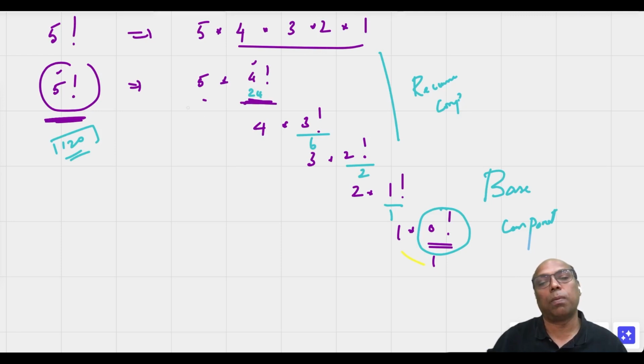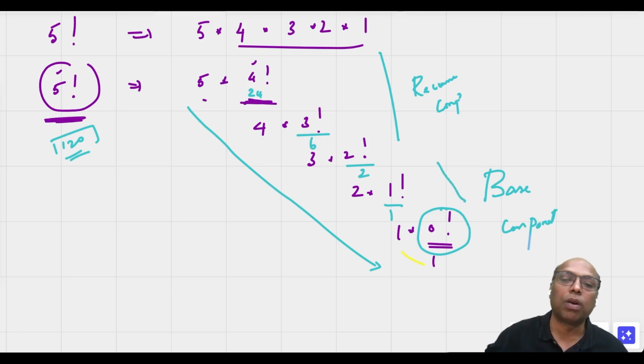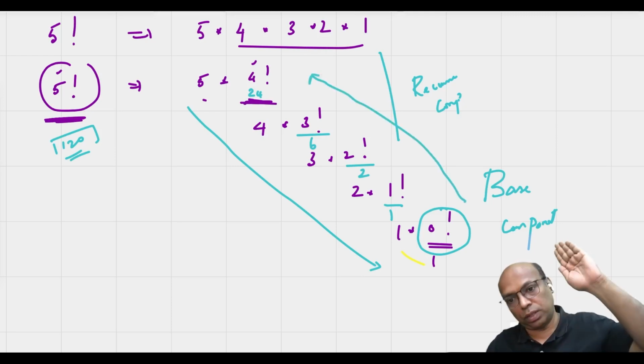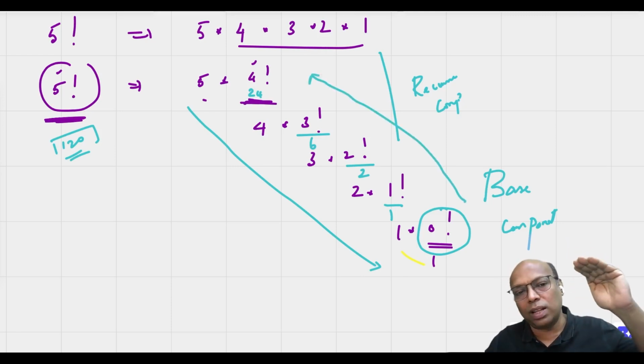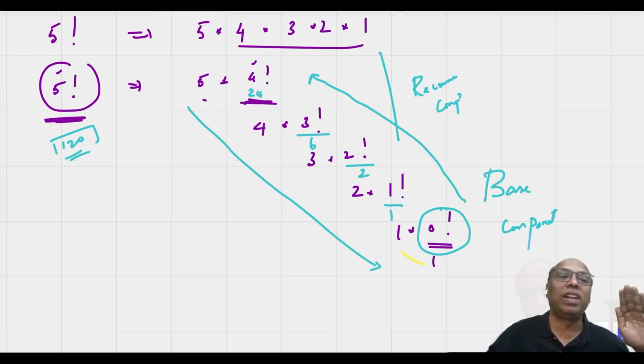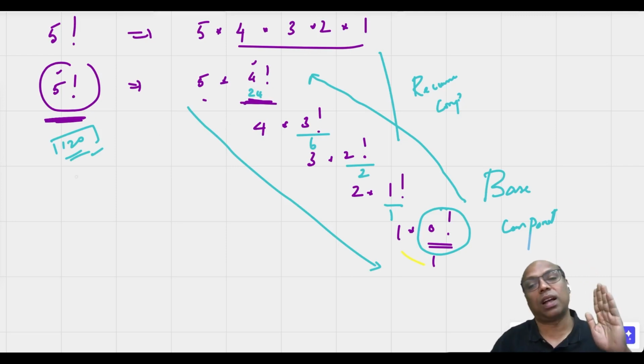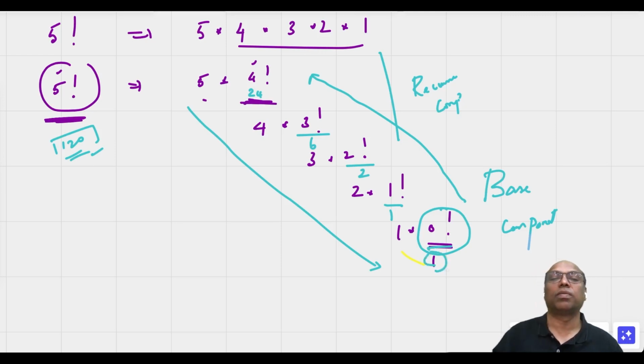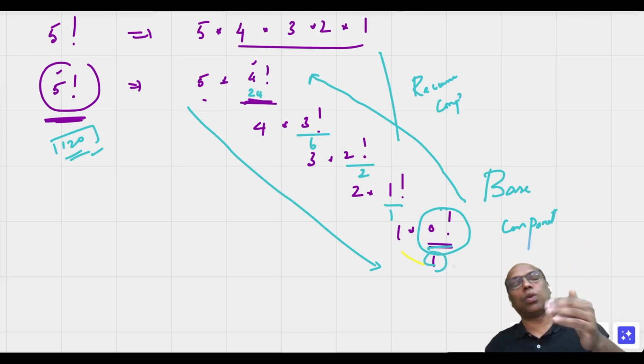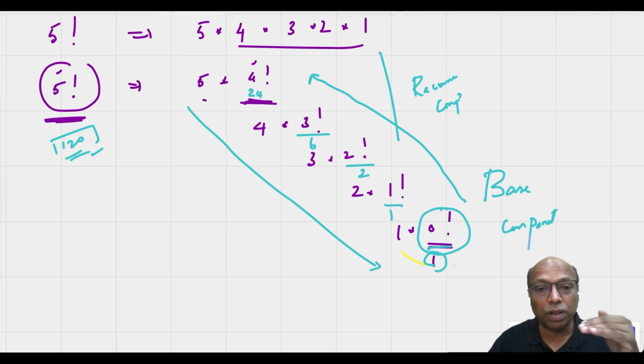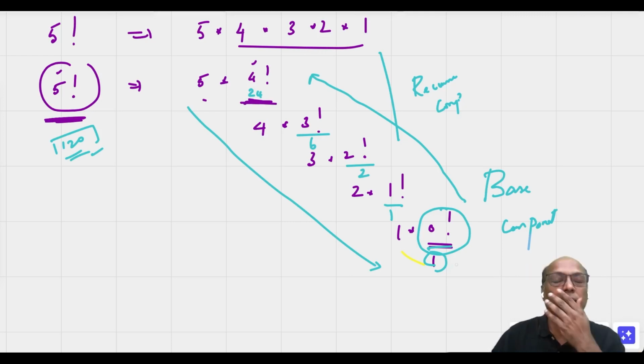That means you keep calling the function till you reach the base component. Once you reach the base component, you keep going backwards till you reach the first call. The call that is made first gets the result last, and the call that is made last gets the result first. Then we keep going backward. It is called last in, first out.